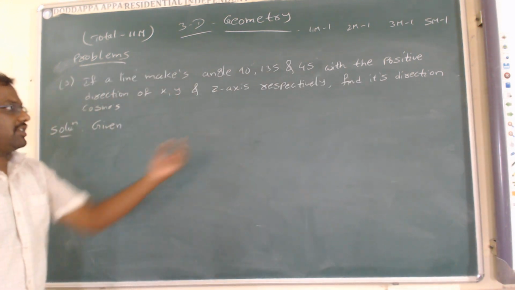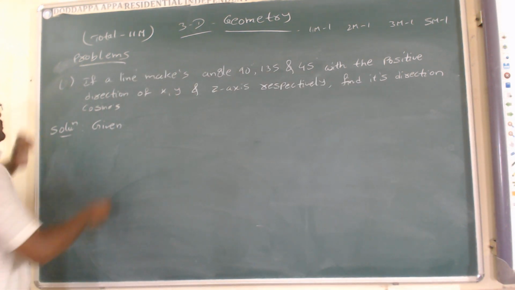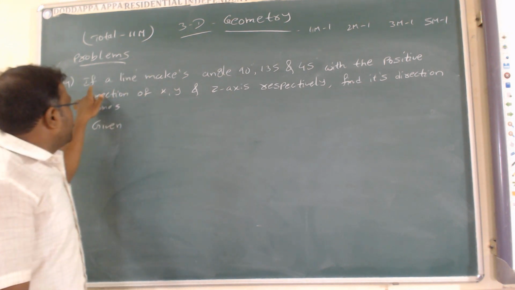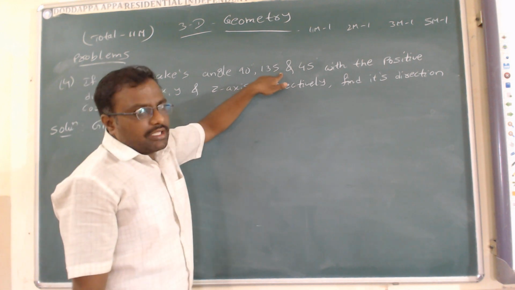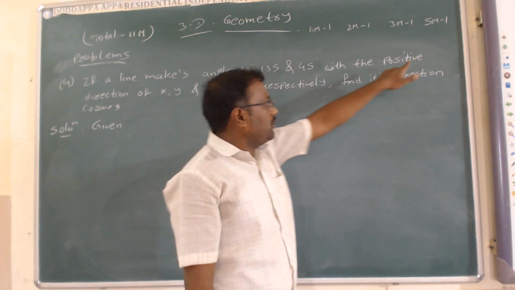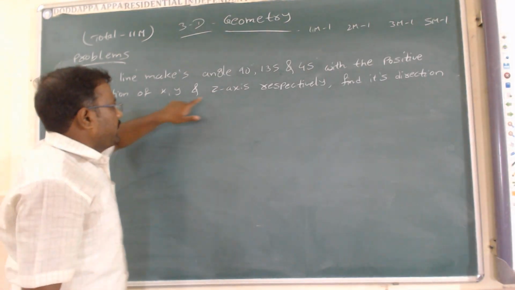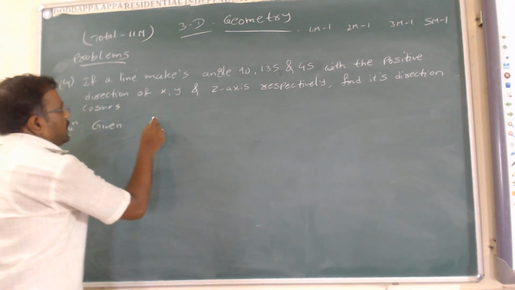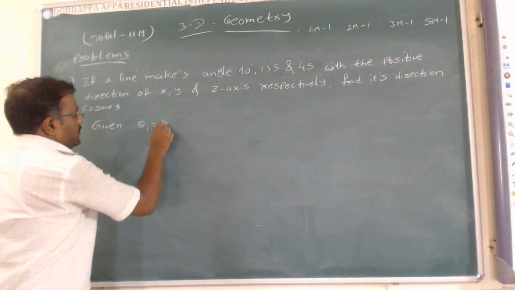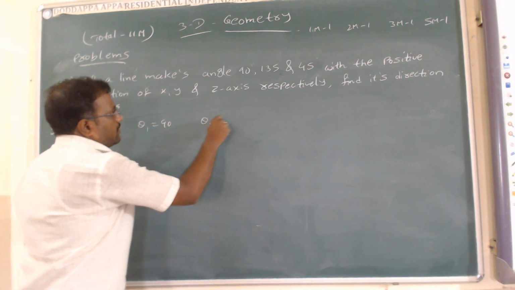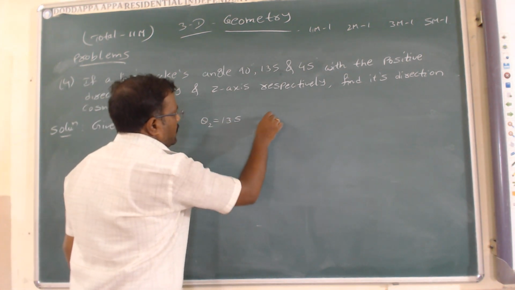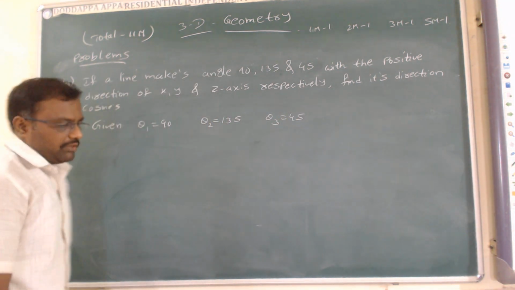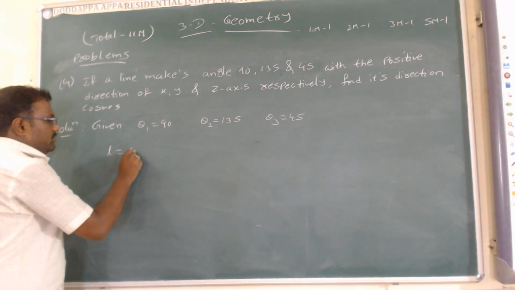Okay, we go for the next, fourth problem. Again same method. Here what is the given? If a line makes angles 90 degree, 135 degree and 45 degree with positive direction of x, y and z axis respectively, then find its direction cosines. Here given values: theta 1 is equal to 90 degree, theta 2 is equal to 135 degree, and theta 3 is equal to 45 degree.